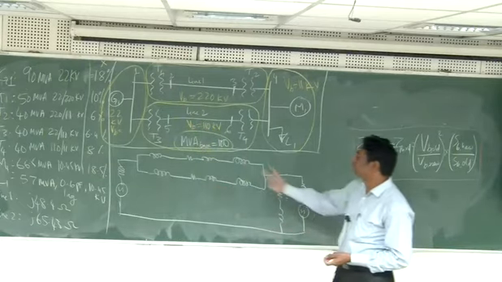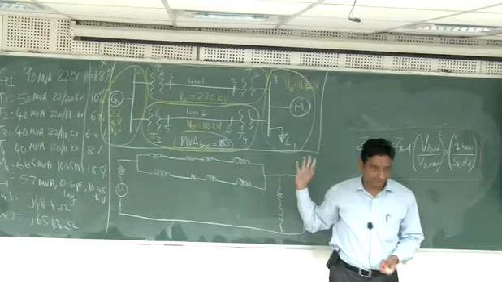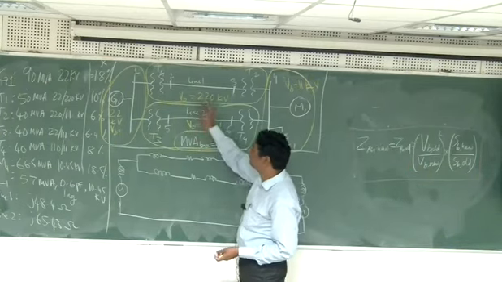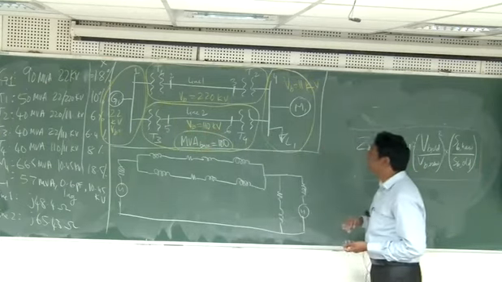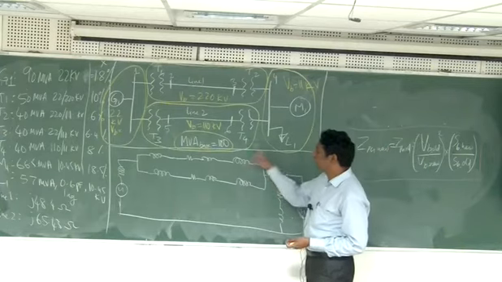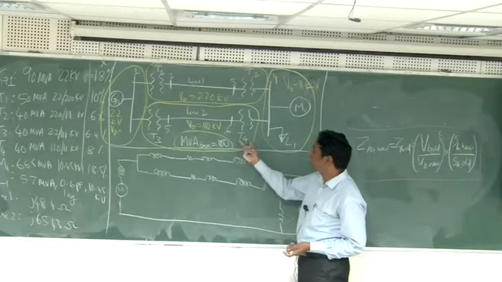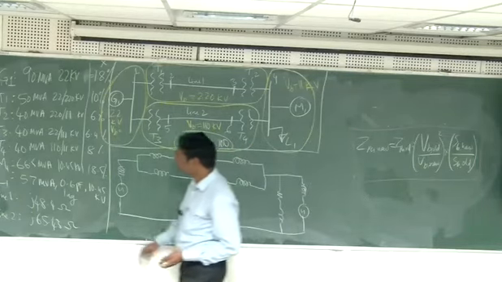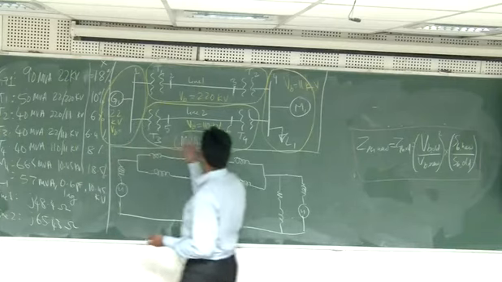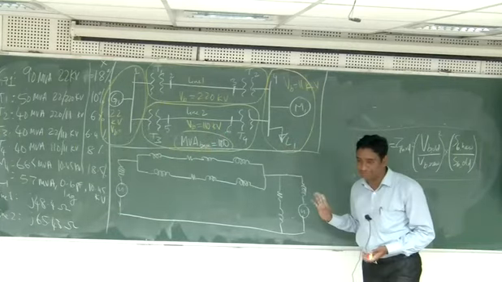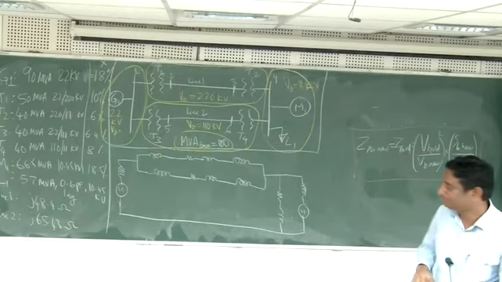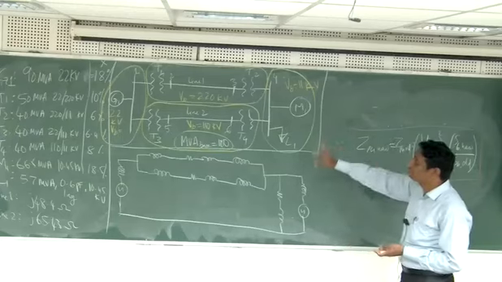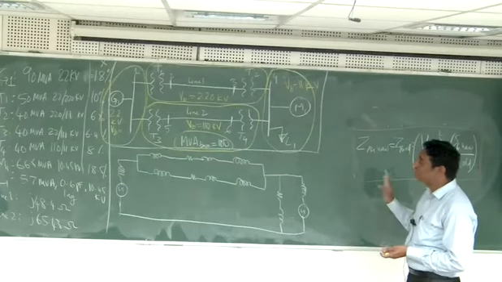So this MVA base applies throughout the network, irrespective of the different transformer, different voltage level. But the V base will be different at different regions. Just a verification, is it coming proper? If T4 is there, what is the ratio of T4? 110 by 11 kV. Therefore, this 110 will become 11. So there is no problem in that case. All right, so all my equipments are covered.